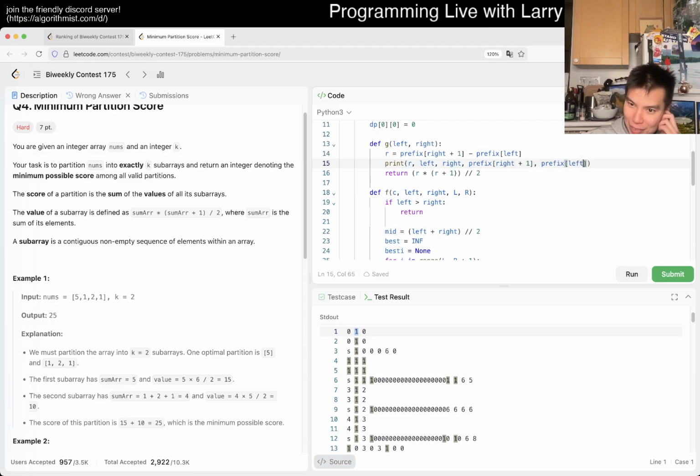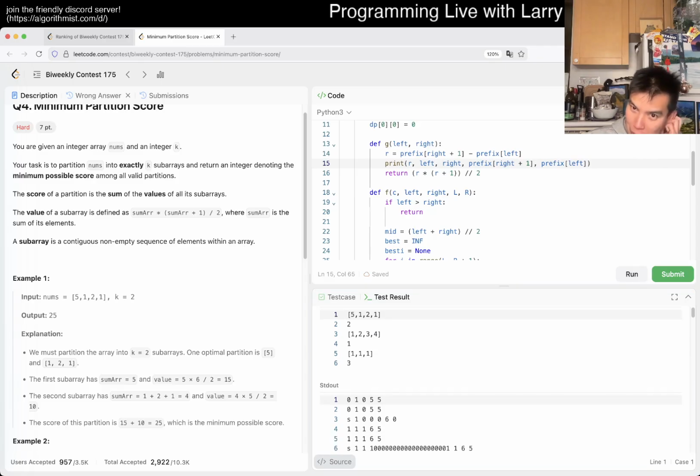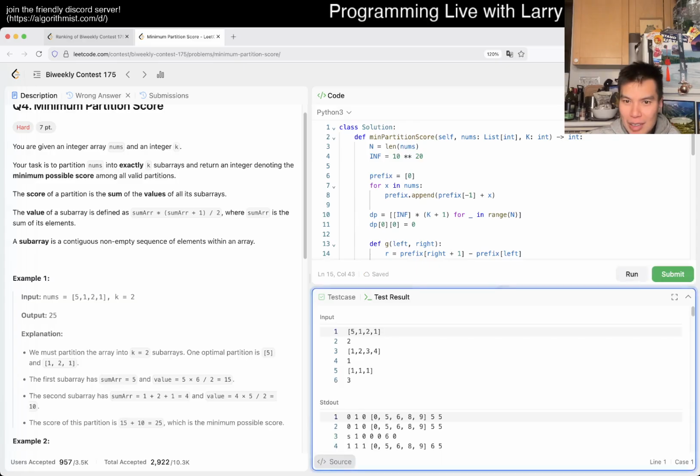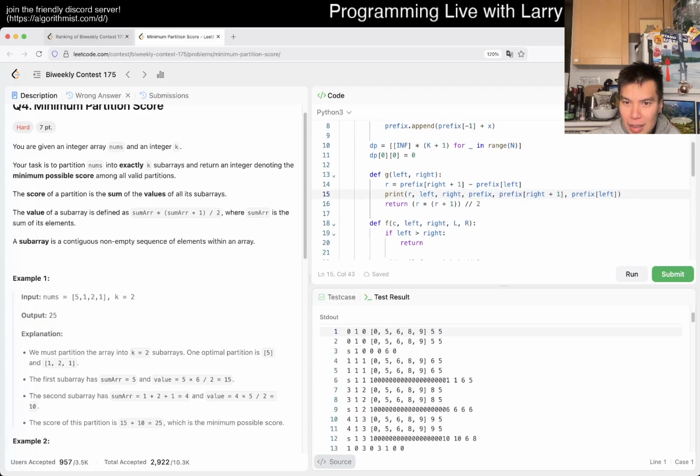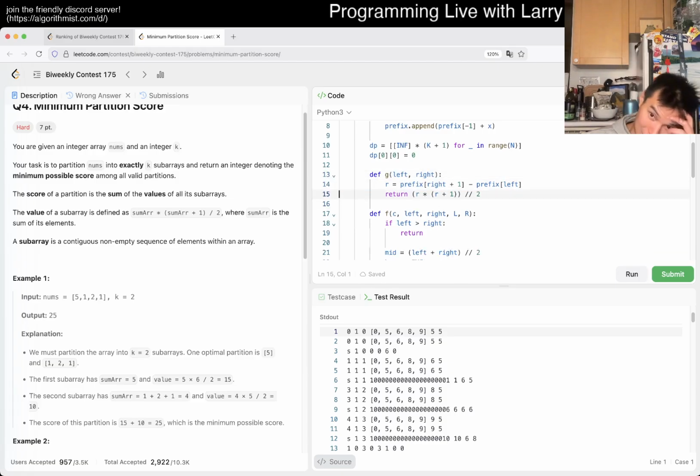I am really baffled. Why are they both 5? Wow. If it turns out that my prefix, did I do this weird? Oh, it's because my left and right are skewed. Oh my god, Larry, you dumbo. I guess it's just one of those days.